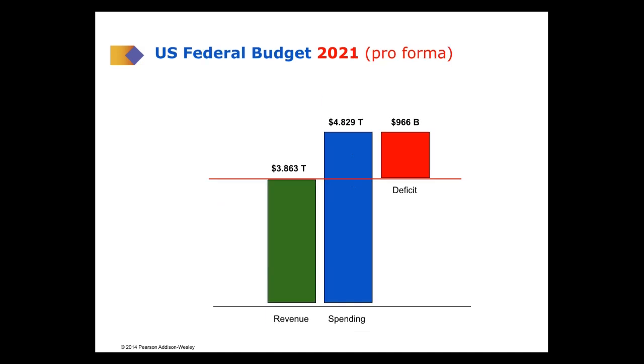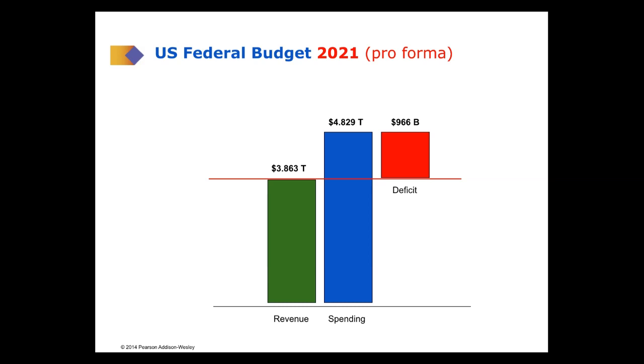And we can look at 2021 again in the beginning. This is our kind of estimate that we're going to bring in revenues of 3.8 trillion, spend 4.8 trillion, and have just under $1 trillion in deficit that would be added to the debt for 2021. And again, this is before the year starts.